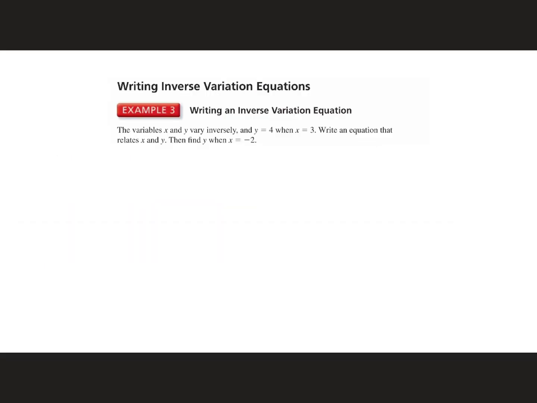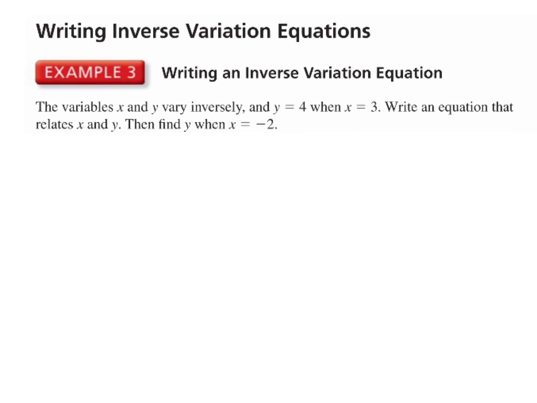All right, let's look at example 3. So here we have to write an inverse equation. So the variables x and y vary inversely. Inversely means I'm using what formula? Y is equal to what? A over x. Our inverse equation is dividing, even though it's the opposite when we do the tables. So tables are opposite. Then it says, and y is equal to 4 when x is equal to 3. Write an equation that relates x and y.